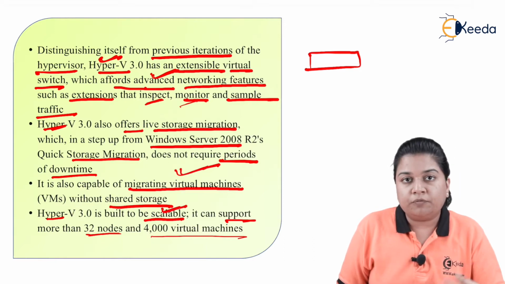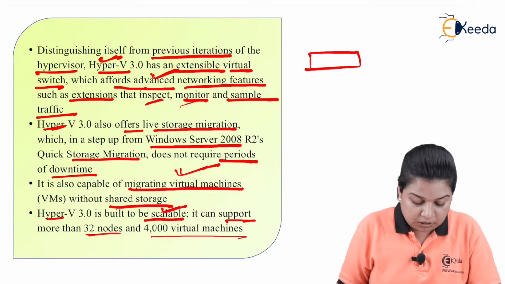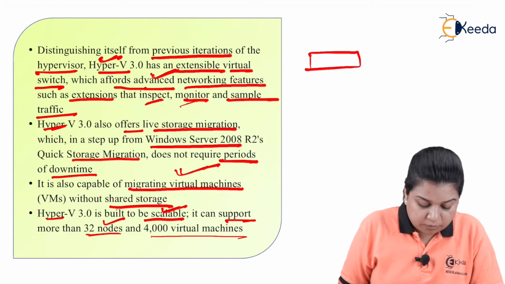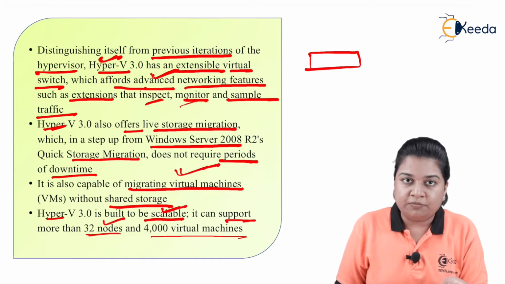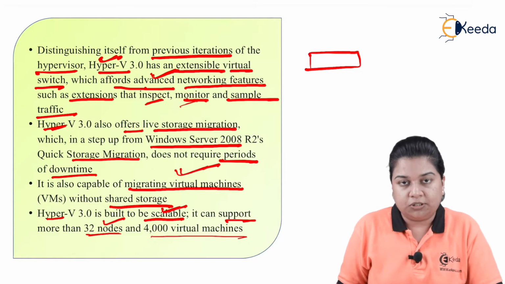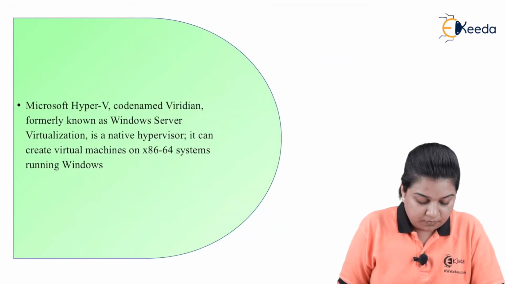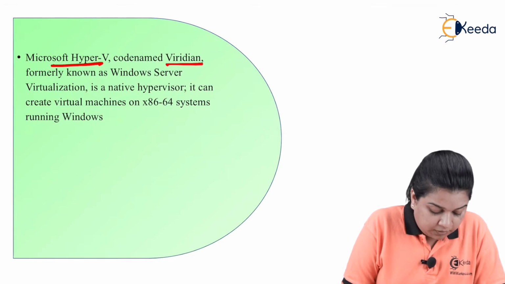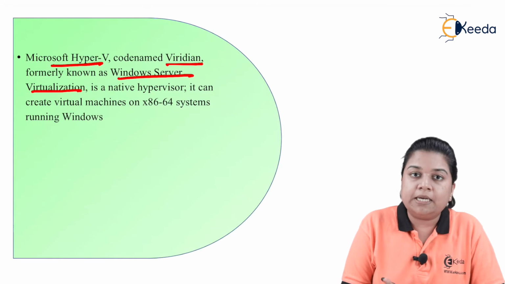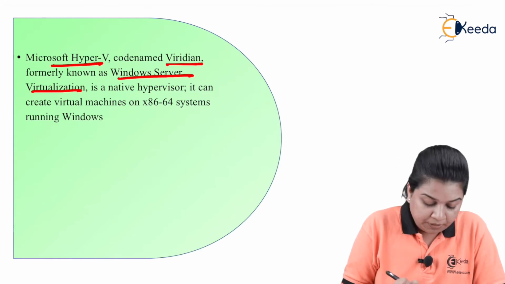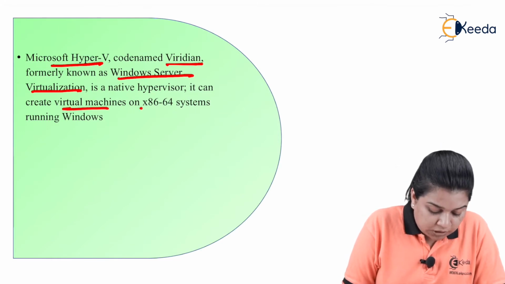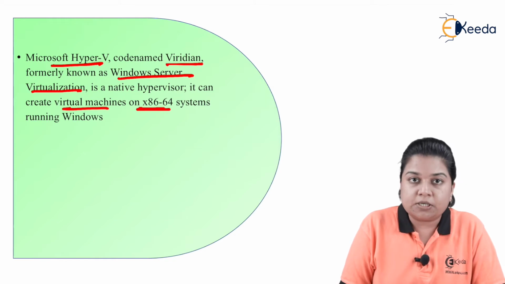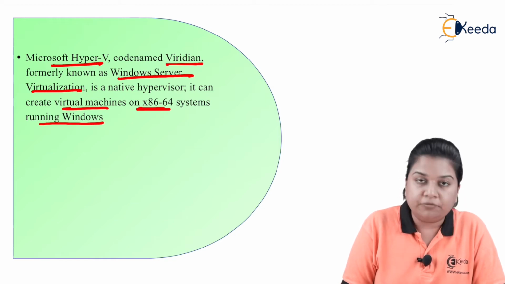Scalability is one of the major qualities of cloud computing. It can support more than 32 nodes, that is the capacity of Hyper-V, and 4,000 virtual machines. Microsoft Hyper-V, codenamed Viridian, formerly known as Windows Server Virtualization, is a native hypervisor. It can create virtual machines on x86-64 systems running Windows.